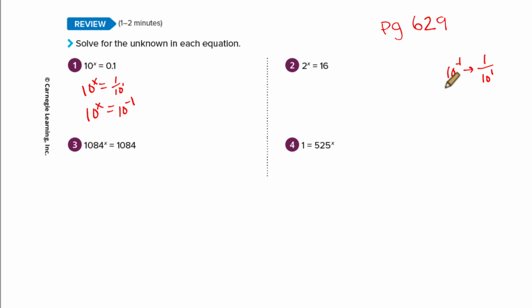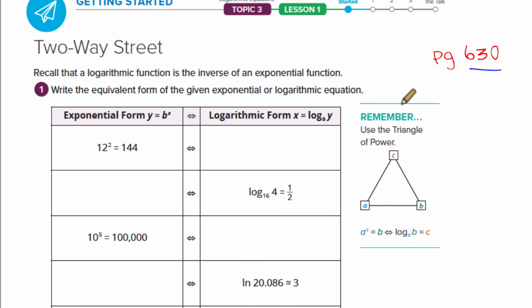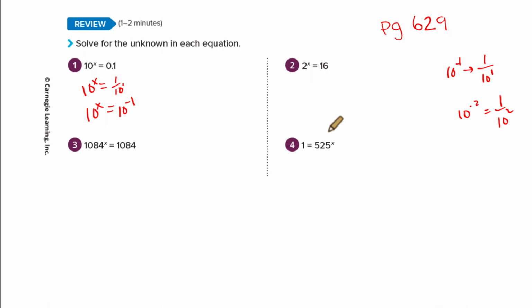So we now need to start remembering these rules. Negative exponents mean you put the base in the bottom, and you make it positive. So 10 to the negative 2 would be 1 over 10 squared. Okay, that's the rule for negative exponents. Why did I flip my page? I'm not done yet. So anyways, back to number 1.